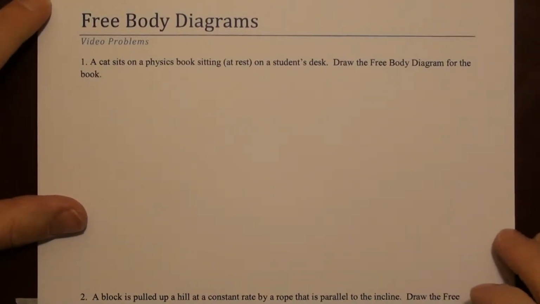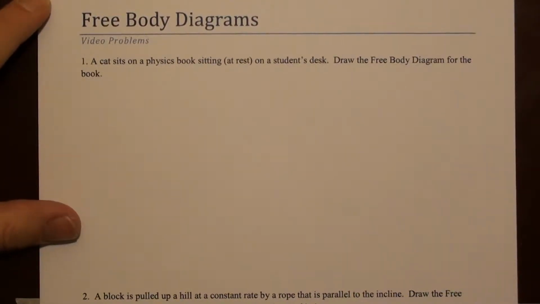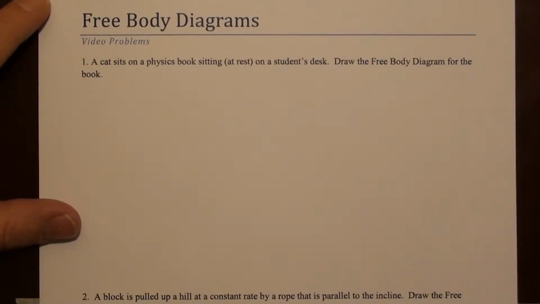This worksheet involves free body diagrams. Now remember that free body diagrams are basically a convenient way of representing all of the forces on a single object. Okay. The first problem asks, a cat sits on a physics book sitting at rest on a student's desk. Draw the free body diagram for the book.